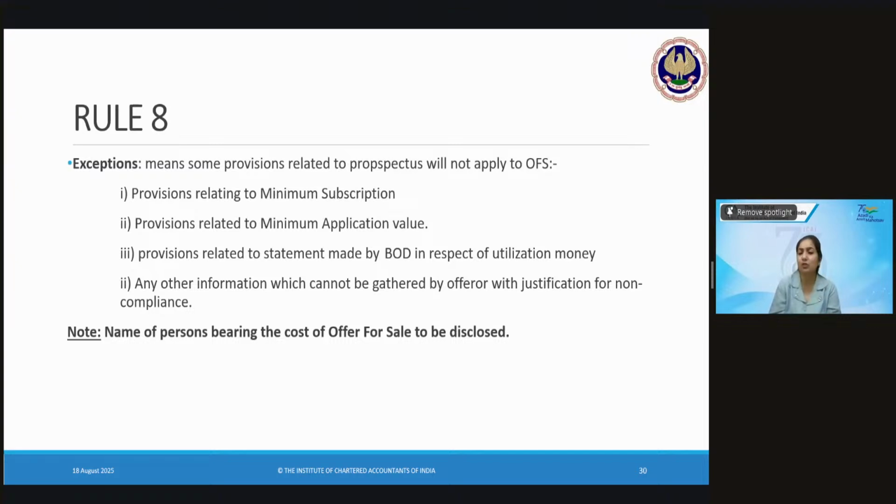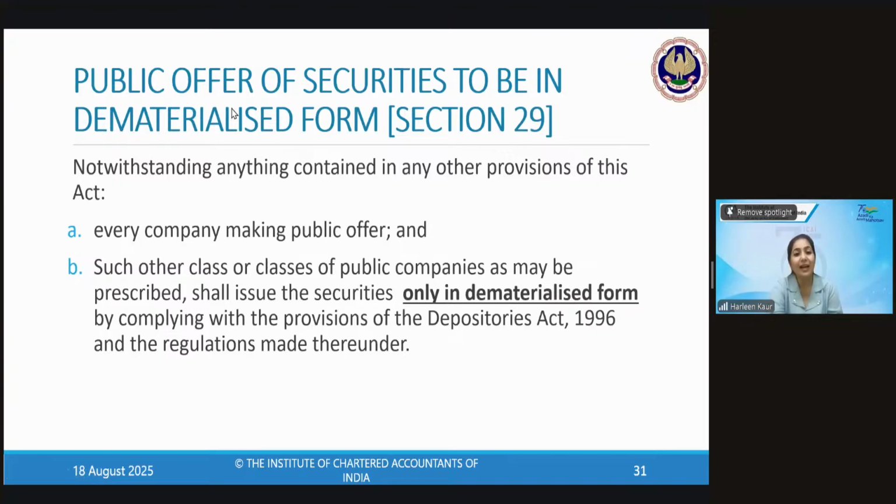And any other information which cannot be gathered. If you have a reason that this information could not be gathered, then it's okay. Then that is not a problem. You don't need to include it. Say, for example, I was not able to gather certain information regarding a company and I have reasons for that. Then it's fine. And all the persons who will be bearing the cost for the offer for sale, their names shall be disclosed.